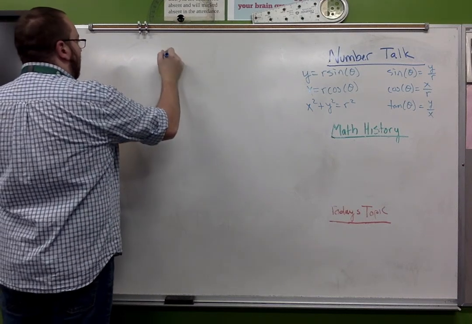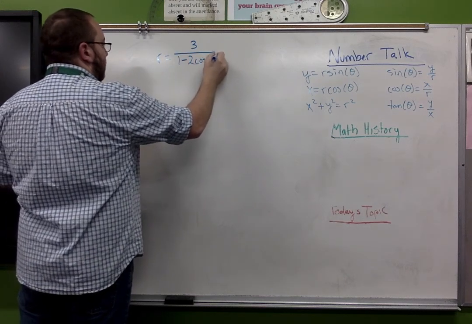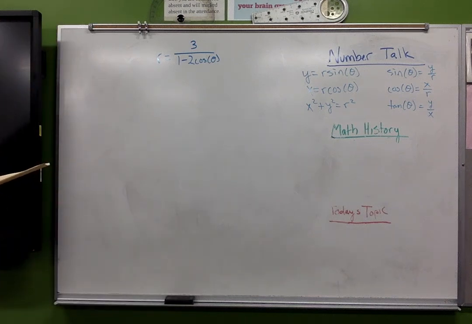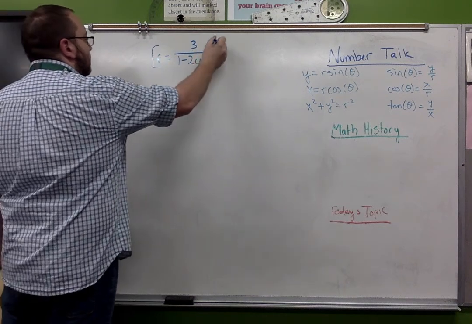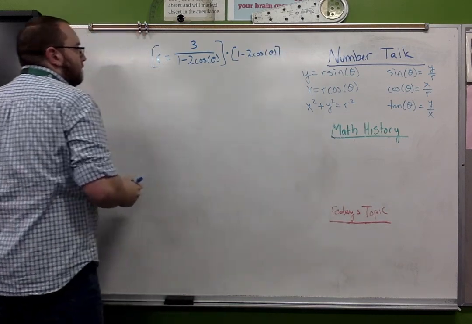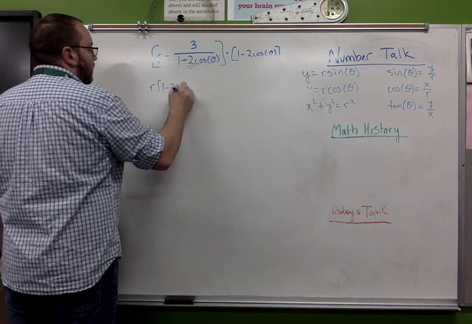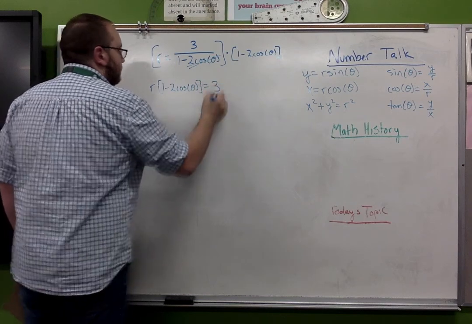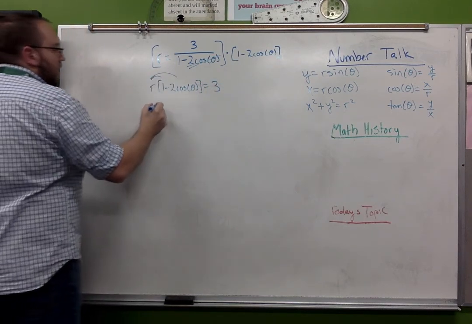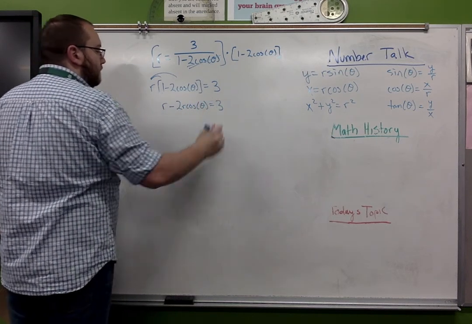Let's see here. r equals 3 over 1 minus 2 cosine theta. Well, let's get rid of our cosines, our thetas and our r's. I'm going to multiply both sides by 1 minus 2 cosine theta, so that these reduce. So we have r times (1 minus 2 cosine theta) equals 3. I'm going to distribute the r. So r times 1 is r, minus 2r cosine theta equals 3.